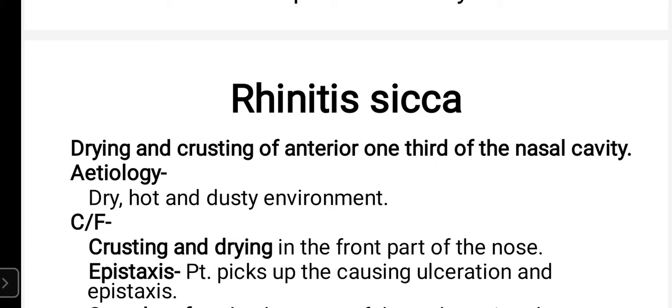Now the etiology. The etiological factor is a dry, hot and dusty environment. That will cause drying of the nasal secretions, and it will lead to the condition that is rhinitis sicca.